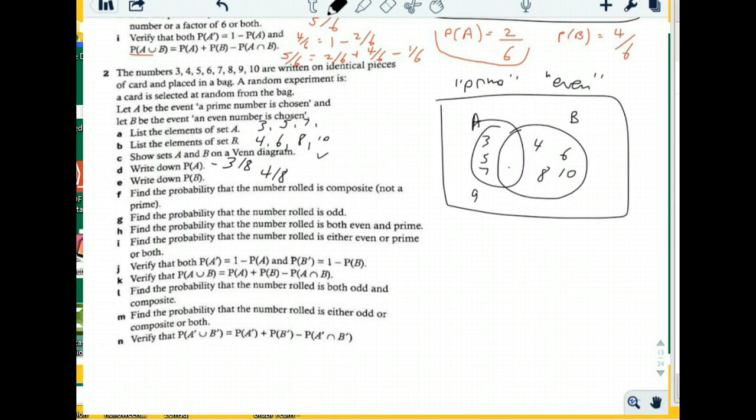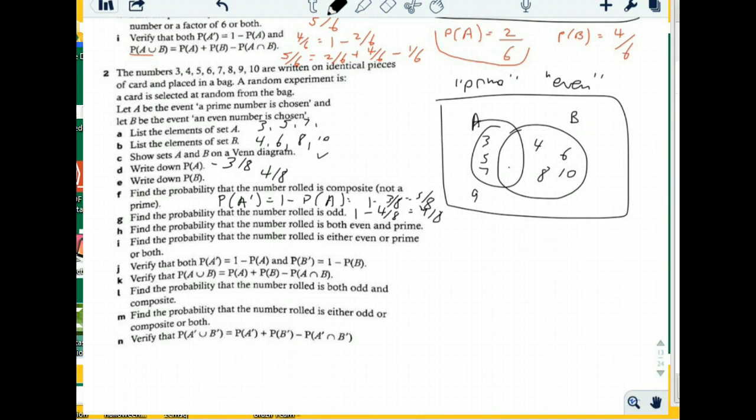Okay, and then find the probability that the number rolled is a composite, not a prime. Is composite, not a prime. So that would be probability of not a prime is equal to 1 minus the probability of being a prime. So that would be 1 minus 3/8. So that'd be equal to 5/8. Find the probability that the number rolled is odd. So that would be 1 minus probability of B, which is 4/8. That would be 4/8. Okay?